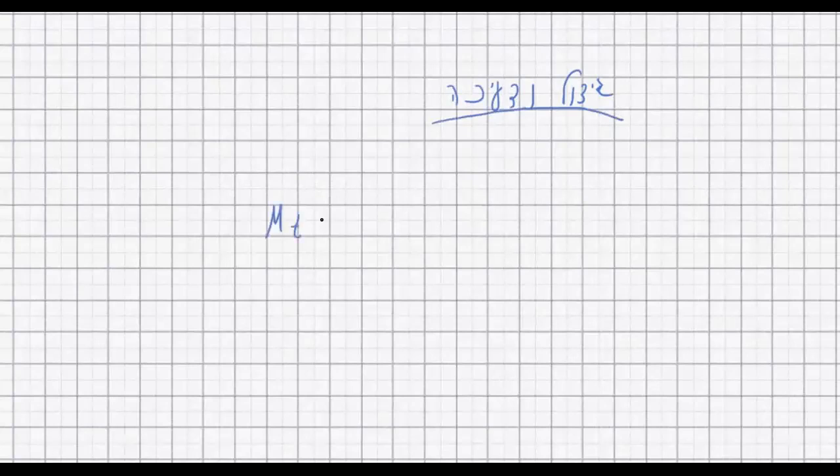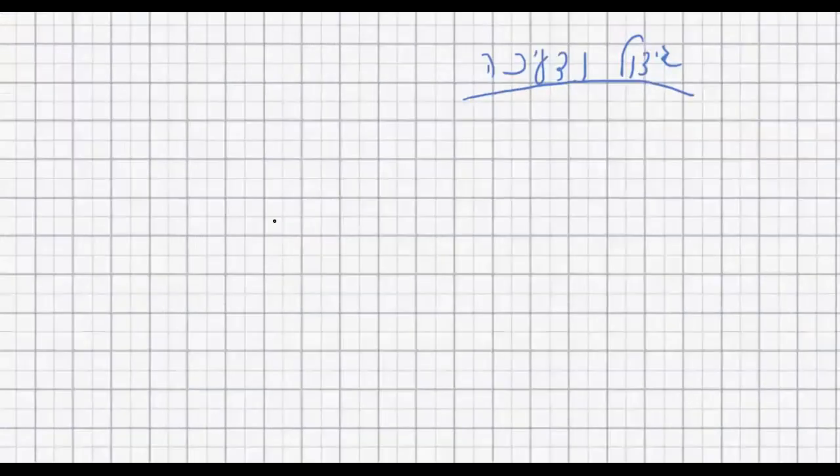mt equals m0 times q. Let me just look it up for a second, because I want to make sure I'm using the same letters you are used to. Okay. Let's write it in a good way. So mt, and I will explain what that is in a second, equals m0 times q to the power of t.